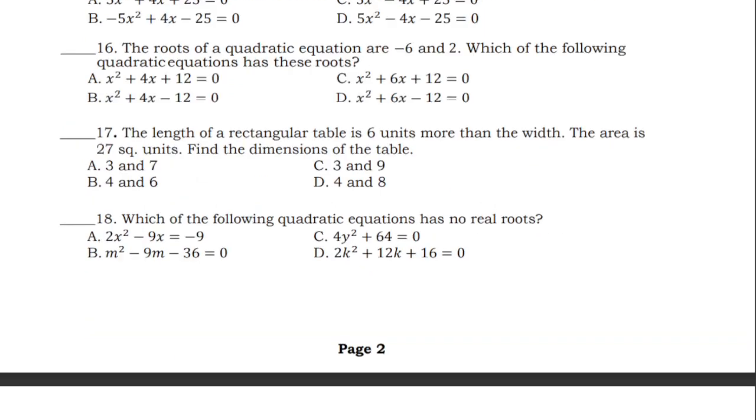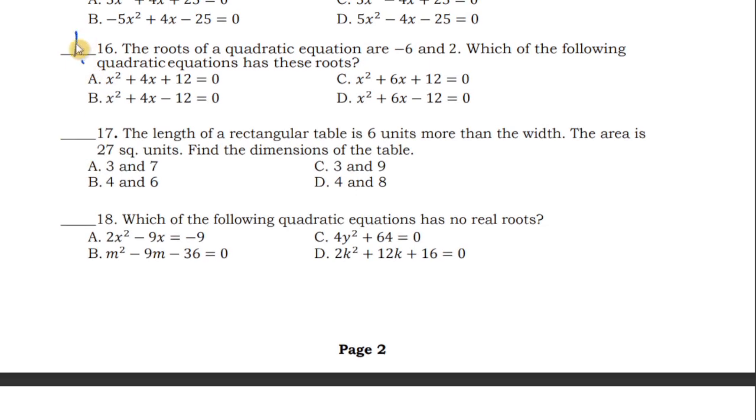The roots of the quadratic equation are negative 6 and 2. Which of the following quadratic equations has these roots? A, x squared plus 4x plus 12 equals 0. B, x squared plus 4x minus 12 equals 0. C is x squared plus 6x plus 12 equals 0. D, x squared plus 6x minus 12 equals 0. So the answer for this is B. At least there is no C at all.